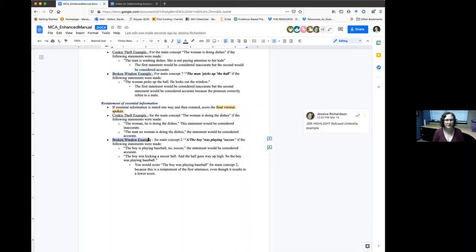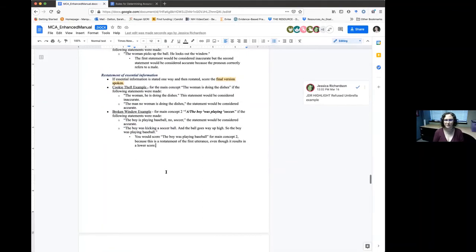So for the broken window example, for main concept 2, the boy was playing soccer. If an individual said, the boy is playing baseball, no soccer, then that statement would be considered accurate because the last piece, the restatement, is accurate. Another example would be, the boy was kicking a soccer ball and the ball goes way up high, so the boy was playing baseball. This individual has restated main concept 2 as "so the boy was playing baseball," which is not correct. And so this would be scored as inaccurate, even though originally the utterance was correct.